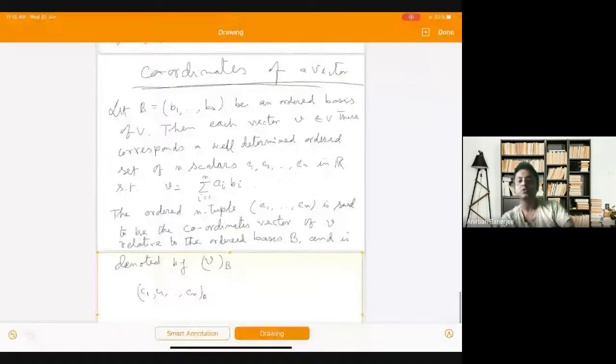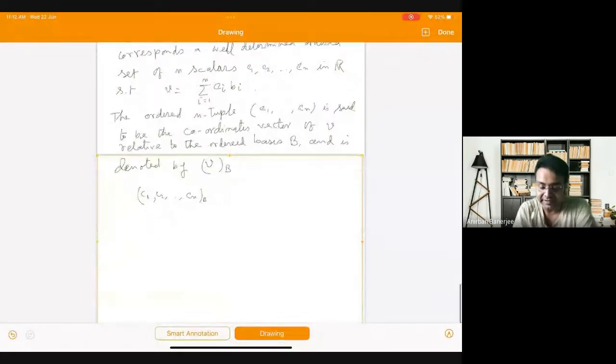Okay, so yesterday we ended our class with the definition of coordinates of a vector. If you recall, we represent a vector in a coordinate system, and the usual coordinate system is the Cartesian coordinate system. But it's not necessary that we always have to represent a vector in terms of that kind of coordinate system.